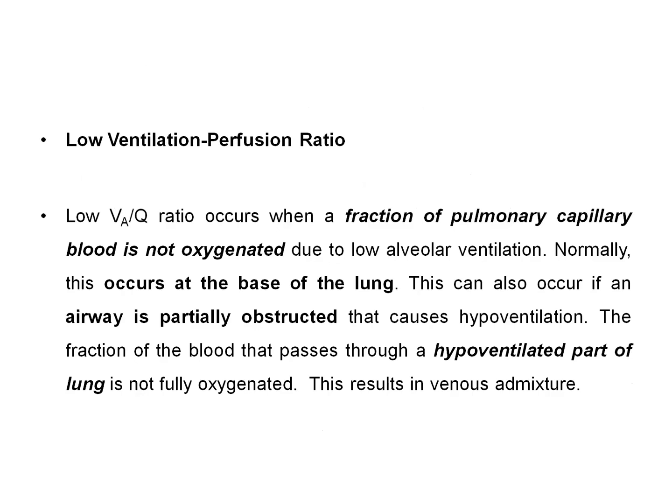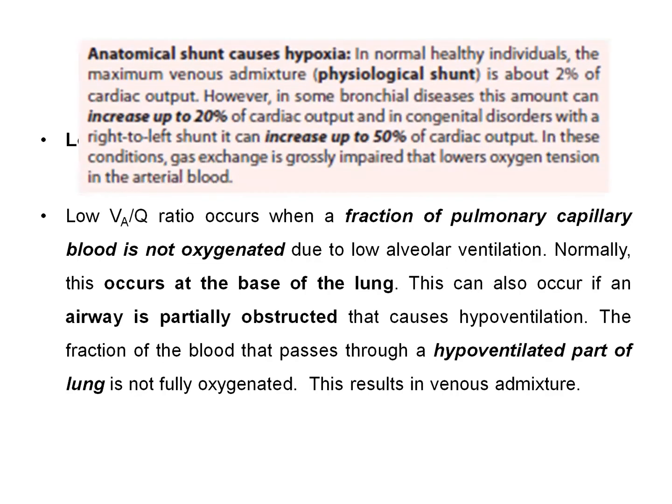regarding these values. Now, the low ventilation perfusion ratio occurs when a fraction of pulmonary capillary blood is not oxygenated due to low alveolar ventilation. Normally, this occurs at the base as we have already discussed, and this can also occur if an airway is partially obstructed, causing hypoventilation. The fraction of the blood that passes through a hypoventilated part of the lung is not fully oxygenated, and this results in venous admixture. Thus, this anatomical shunt can cause hypoxia.